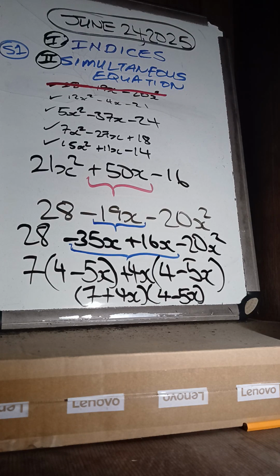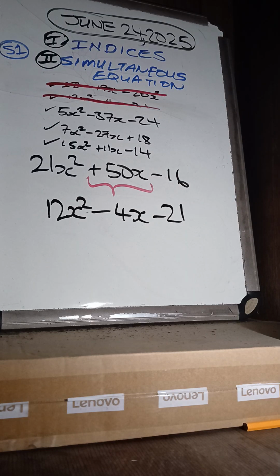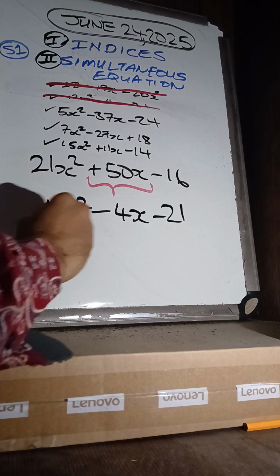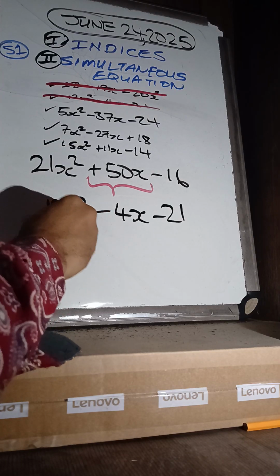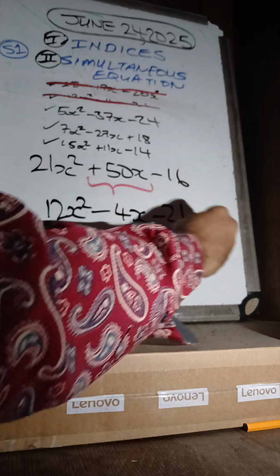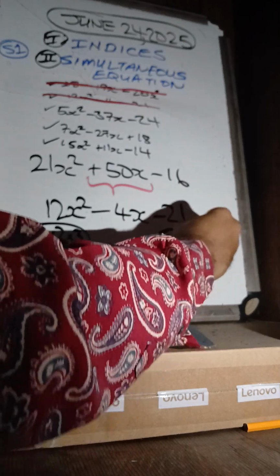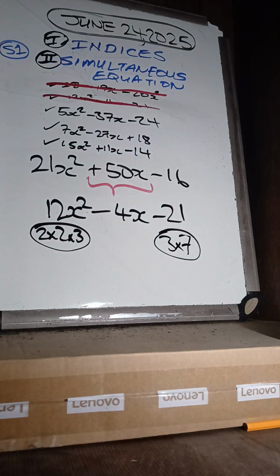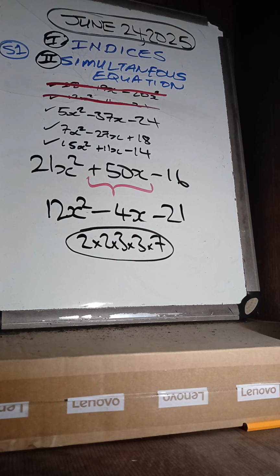Could we move on to 12x squared minus 4x minus 21? I know it looks very small. Okay, so again, we have the same problem again, right? We have our 2 by 2 by 3. We have our 3 by 7. Do we put those together? The answer is yes. Now, I can bet any money that some of this is not making sense, right?